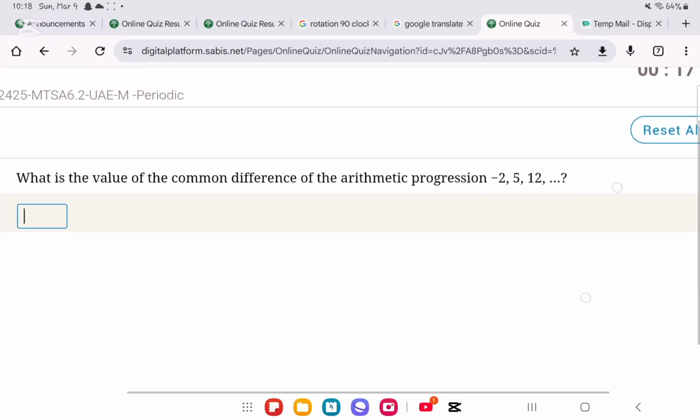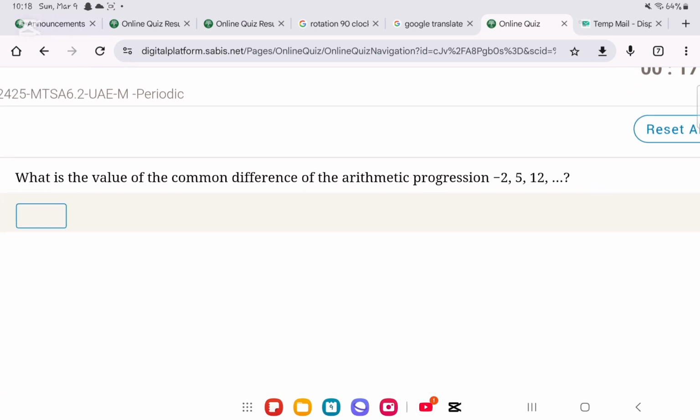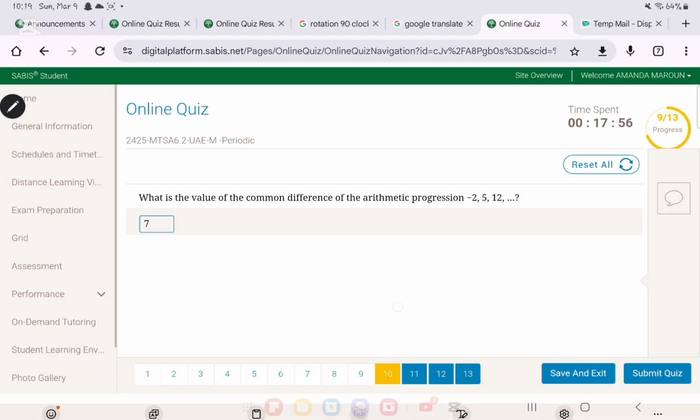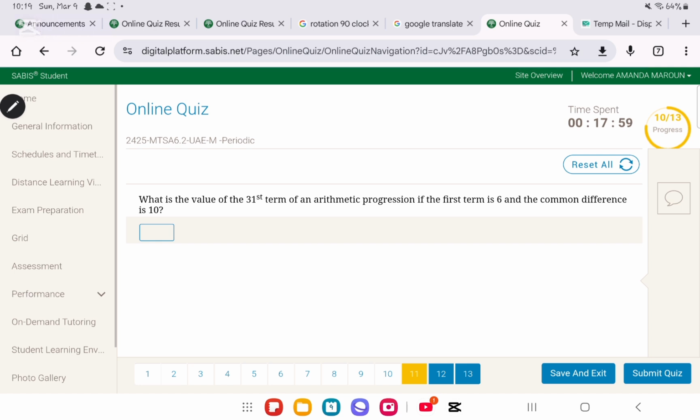What's the value of the common difference of the arithmetic progression? They need the common difference. How do you find the common difference? You take this minus this. So 5 minus 2, you will get an answer of 7. So the common difference is 7. We move on to question number 11.